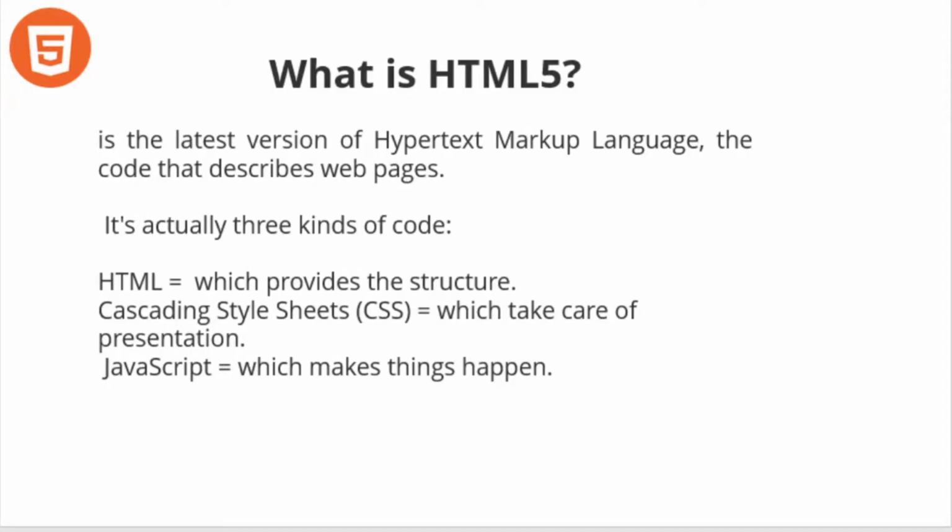What is HTML5? It is the latest version of hypertext markup language, the code that describes web pages. It's actually three kinds of code: HTML, which provides the structure; cascading style sheets, or CSS, which take care of presentation; and JavaScript, which makes things happen.